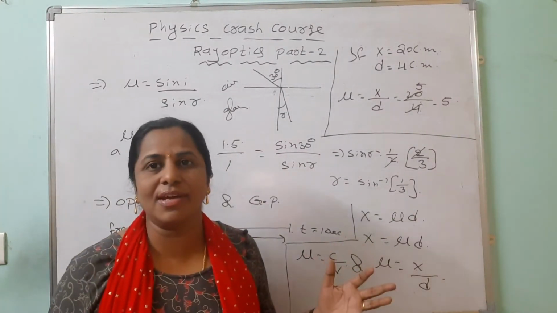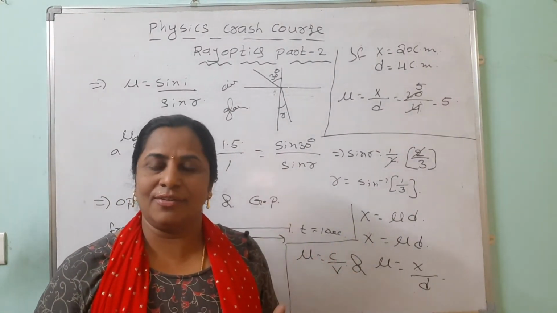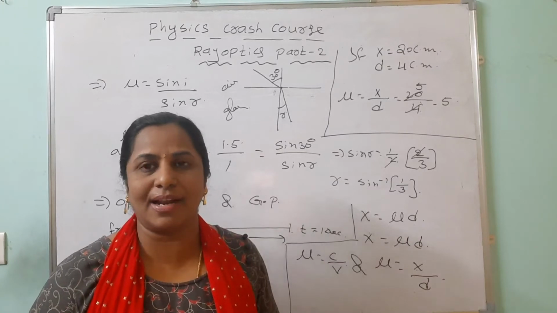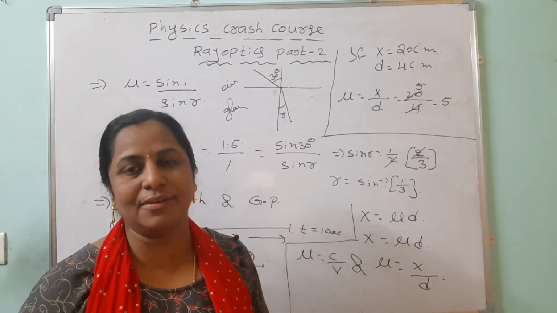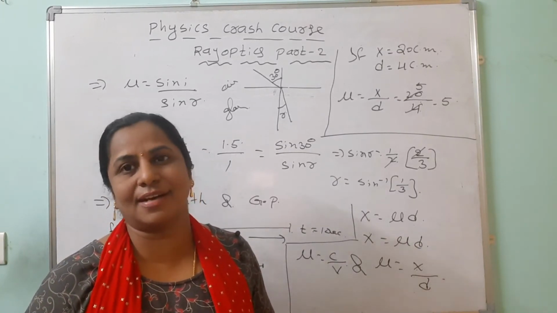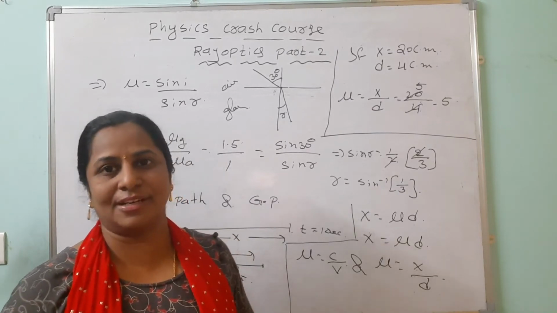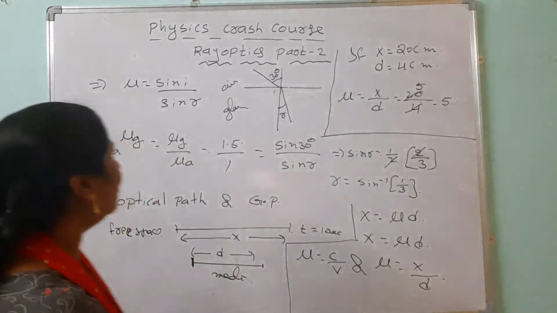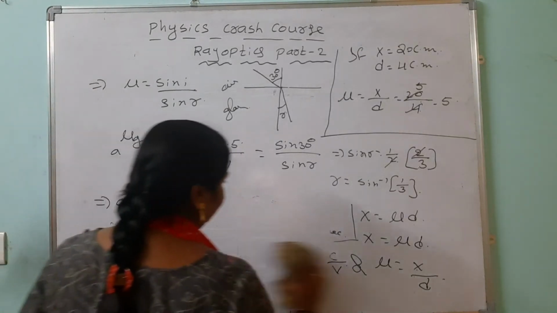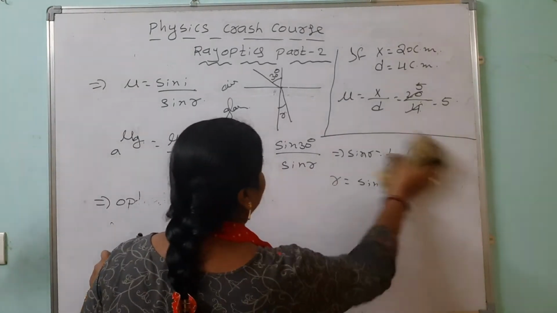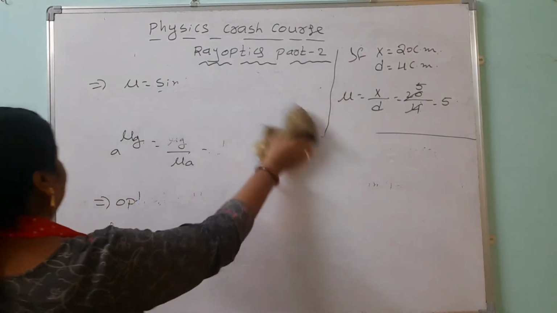So there are many ways to find the refractive index: from Snell's law, from the velocity of light in different mediums, and from the distance travelled by light in different mediums. Now we are going to discuss apparent depth and shift of the light.